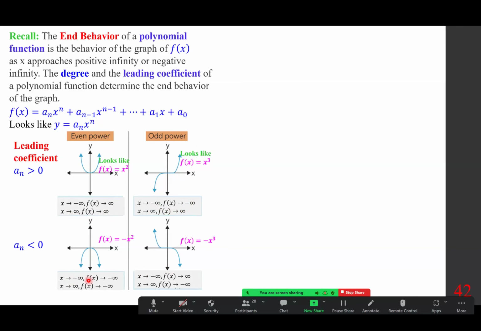X goes to negative infinity, so does y. X goes to infinity, f of x goes to negative infinity. Bear in mind, f of x refers to the y coordinate. So that means the third and fourth quadrant. X goes to negative infinity, y goes to infinity; x goes to positive infinity, y goes to negative infinity, looking like minus x cubed, the second and fourth quadrant.